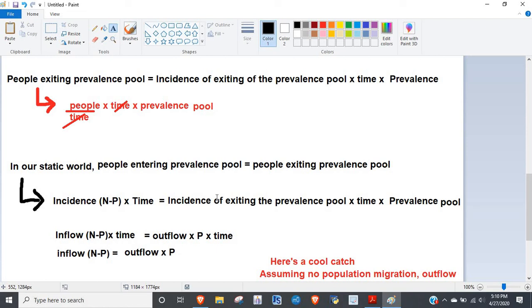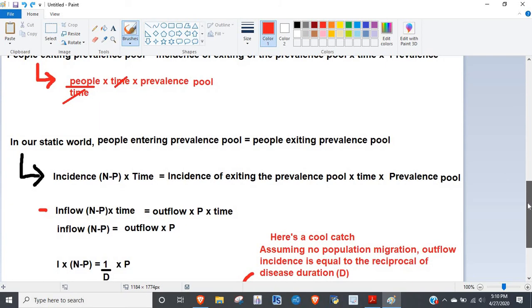All right, cool. And so I'm just rewriting this top equation here as this thing down here. I'm just simplifying it a little bit, as the inflow times n minus p times time is equal to the outflow times p times time. Of course, this can be simplified by crossing out your times. And now we're left with the inflow times n minus p, people at risk, is equal to the outflow times the prevalence pool.